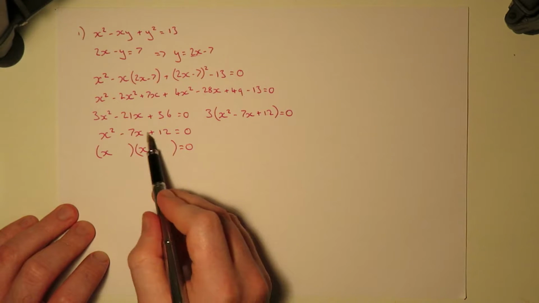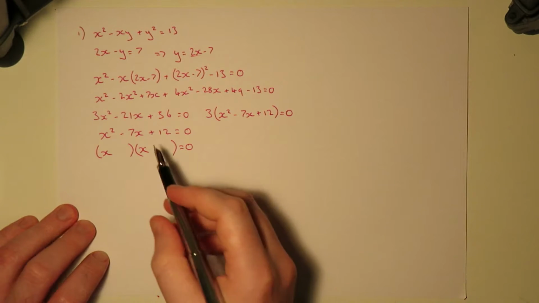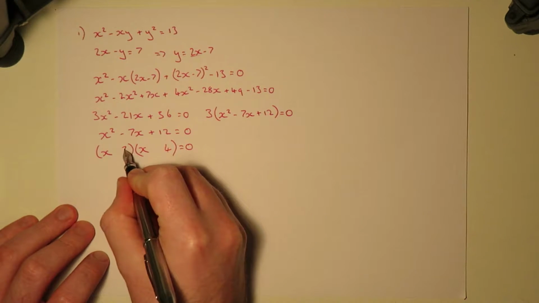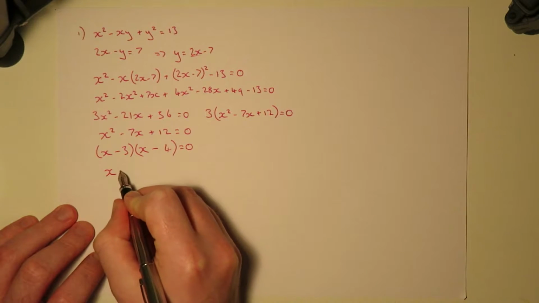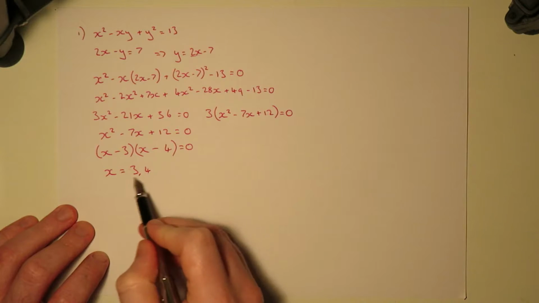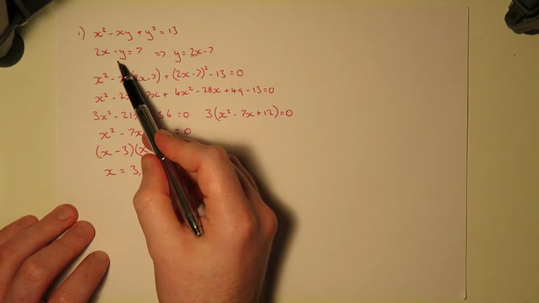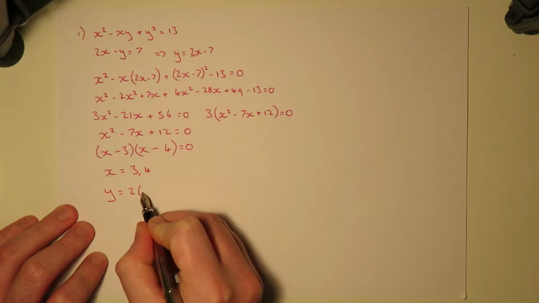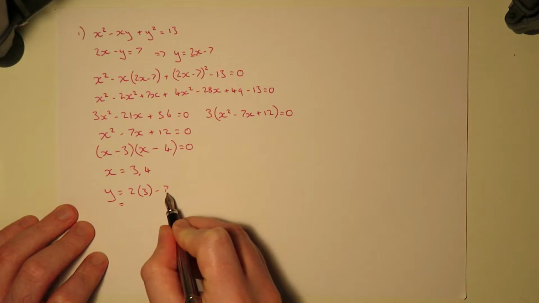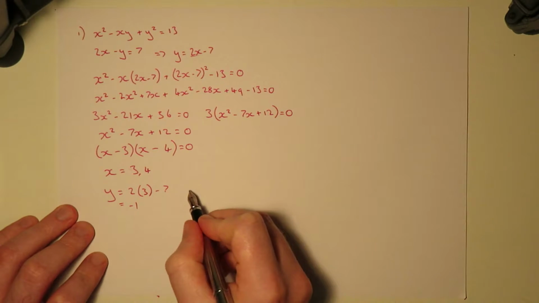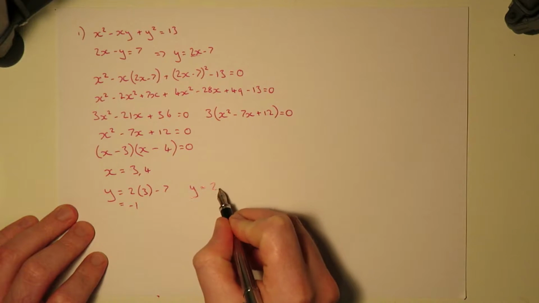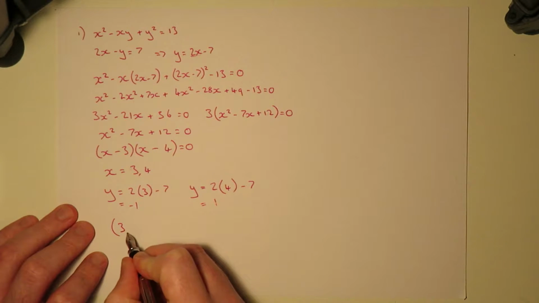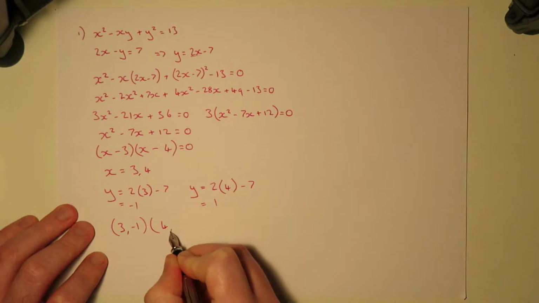If you're not very good at this kind of thing, I think I'll make a video on factorising. But here it's going to be 4 and 3, and they're both going to be negative, so either x is equal to 3 or 4. Then once you have these, you substitute them into this here. So y equals 2 lots of 3 minus 7, so that's 6 minus 7, which is minus 1, and the other one is 2 lots of 4 minus 7, which is 1. So our solutions here are (3, minus 1) and (4, 1).